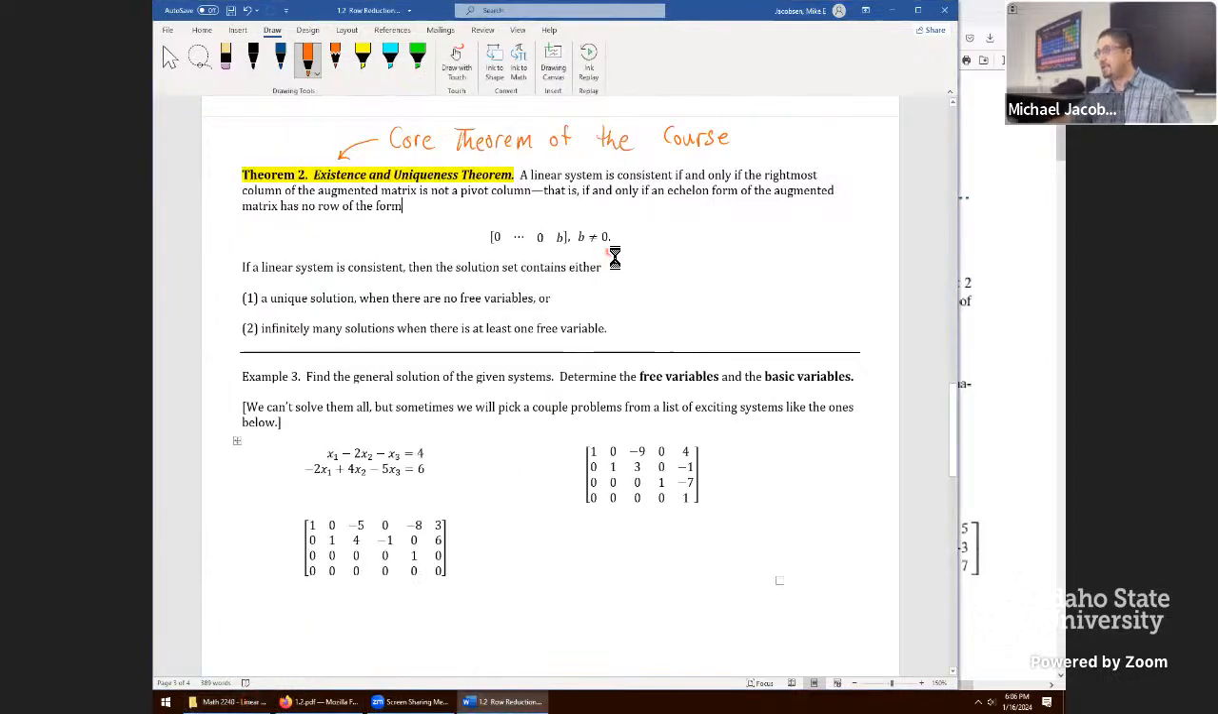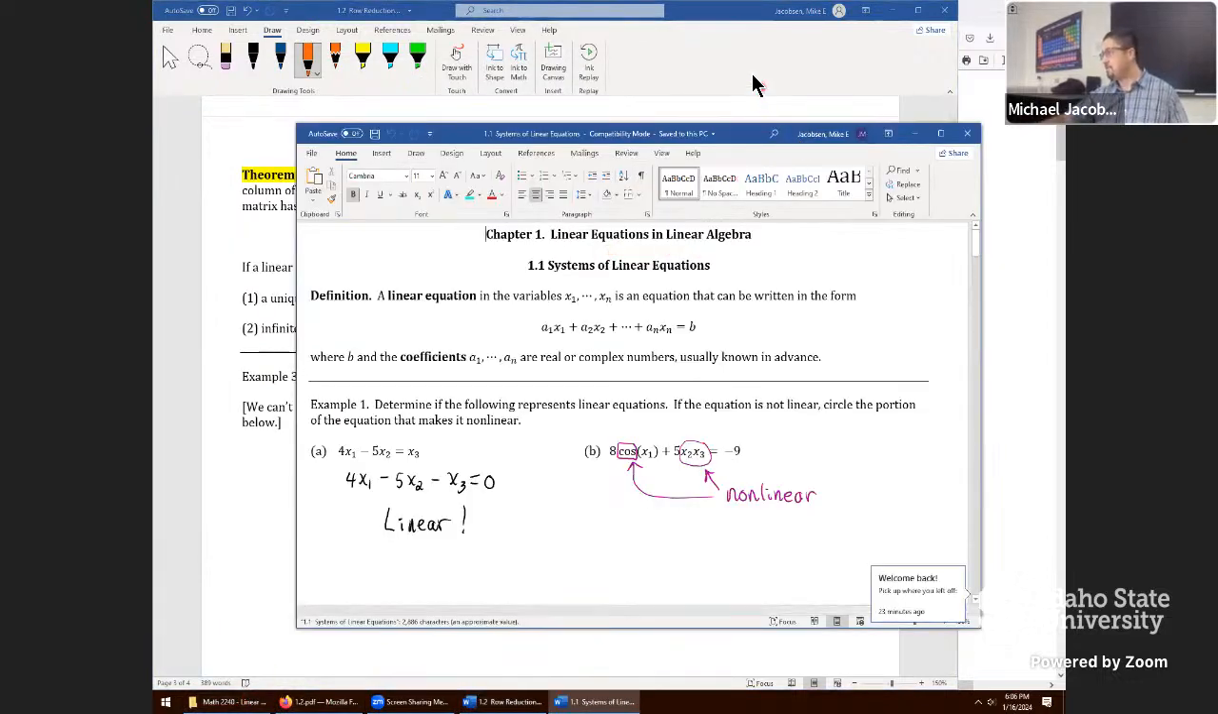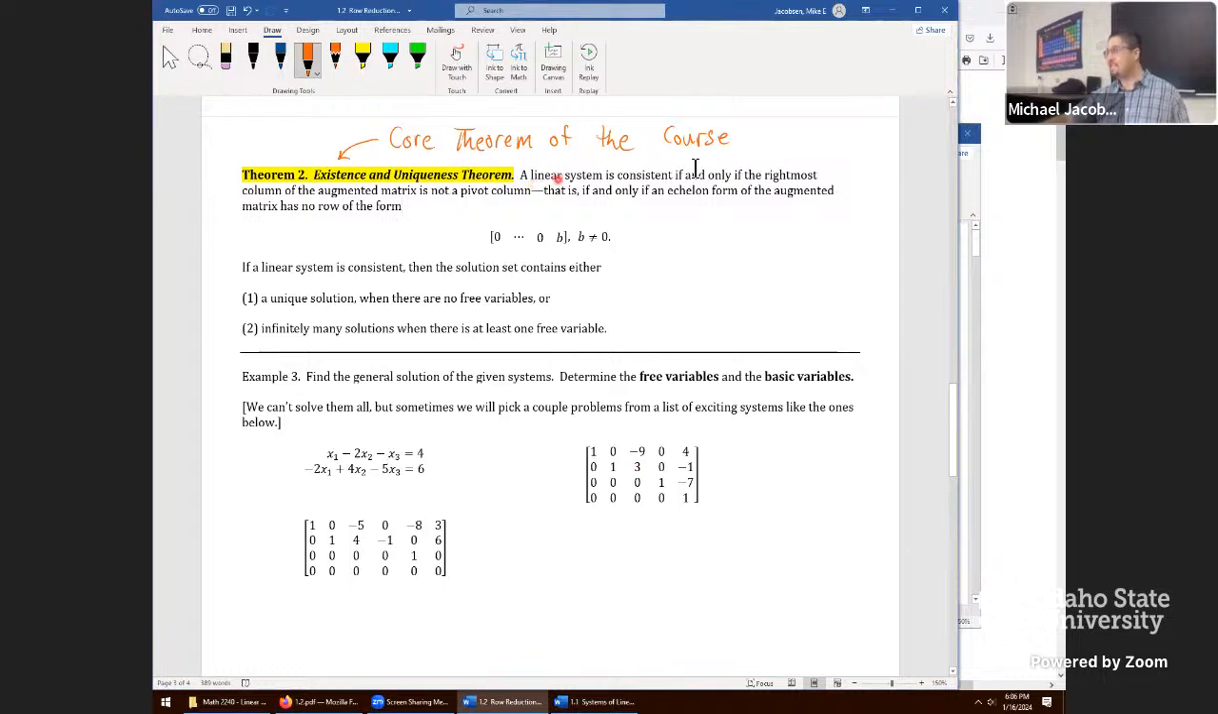Okay, it says here, a linear system is consistent if and only if, this means the logic runs both ways here, the rightmost column of an augmented matrix is not a pivot column. So this is all you need to have a consistent linear system. Look at where your pivot columns are, and if there's no pivot column on the far right, you automatically know it's consistent. And echelon form reveals this right away.